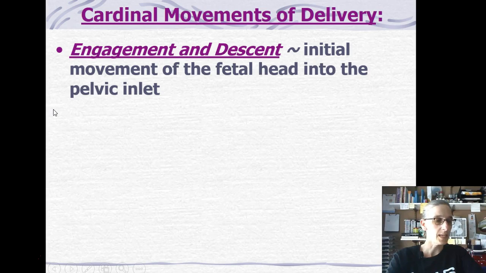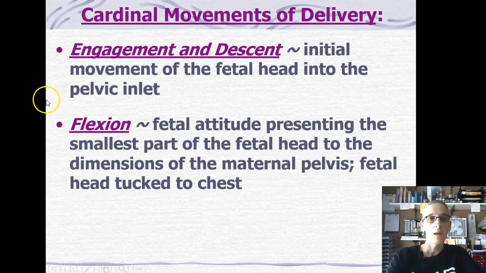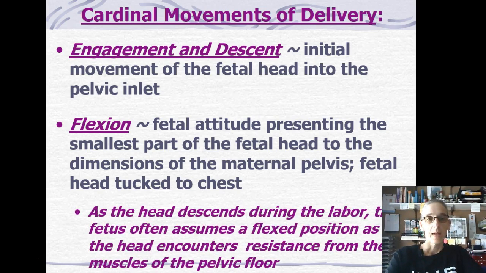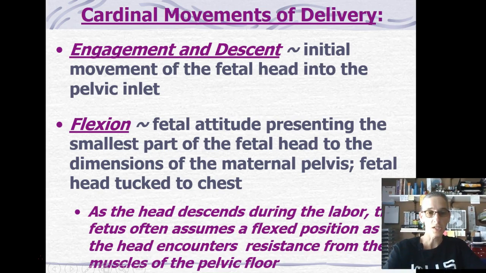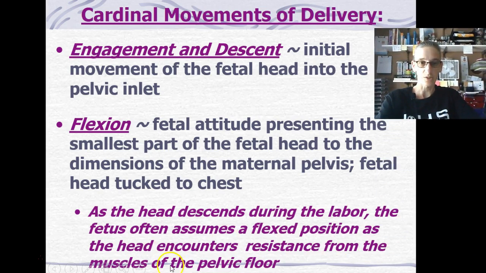All right, so starting with engagement and descent, it's the initial movement of the fetal head into the pelvic inlet. We already talked about that. Flexion is the fetal attitude, presenting the smallest part of the fetal head to the dimensions of the maternal pelvis, so the fetal head is tucked head to chest. As the head descends during labor, the fetus often assumes a flexed position as the head encounters resistance from the muscles of the pelvic floor.